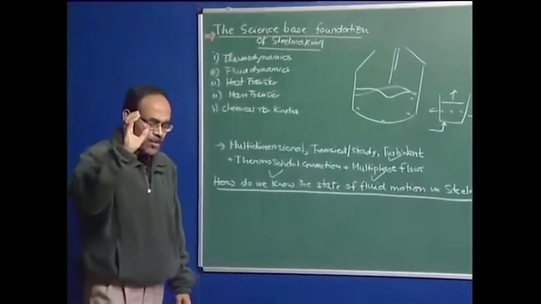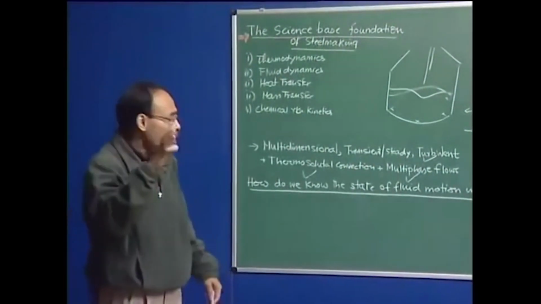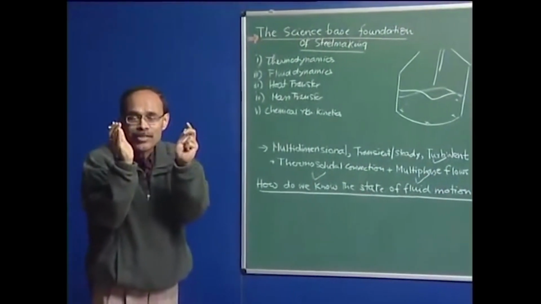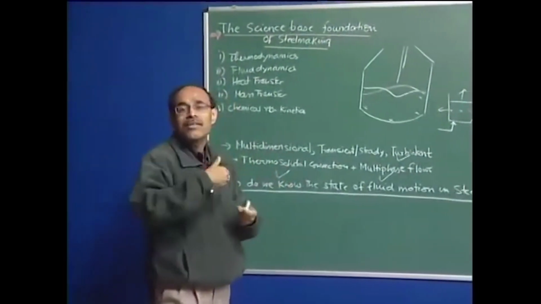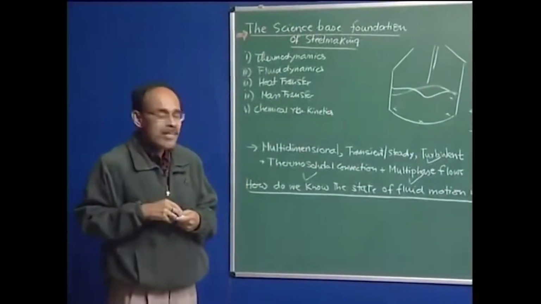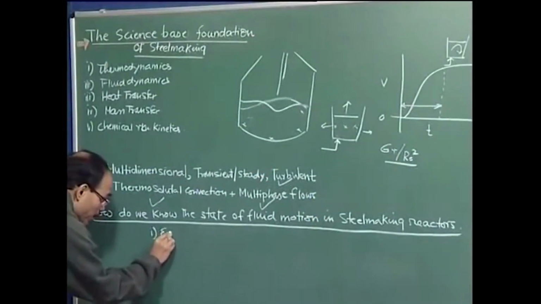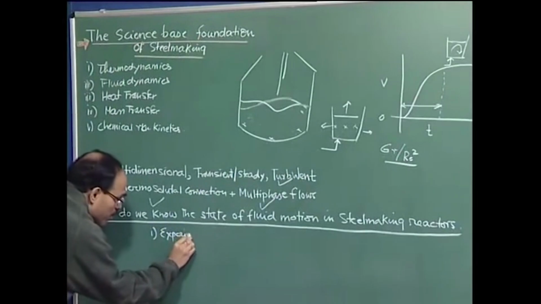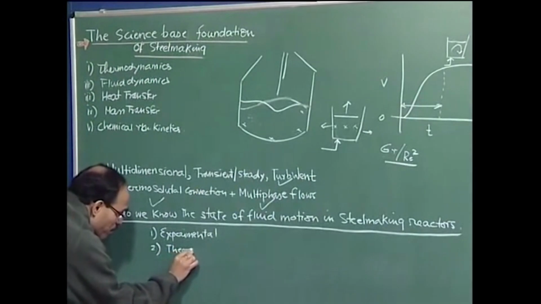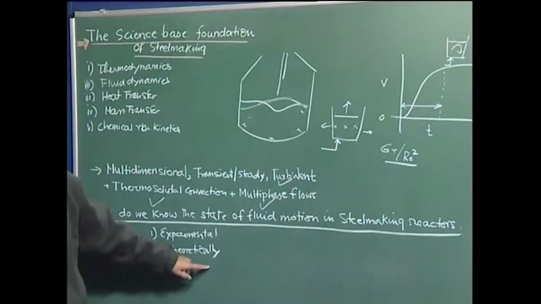Now, in any system, we can get information about a given phenomenon either by carrying out experiments or by carrying out calculations. We can develop a simple mathematical model, for example, and find out the state of fluid motion, or we can use a probe or a sensor and find out the state of fluid motion. So, we have two different standpoints. One is that experimentally we can obtain information about the flow, and number two is theoretically, provided an adequate theoretical background exists.